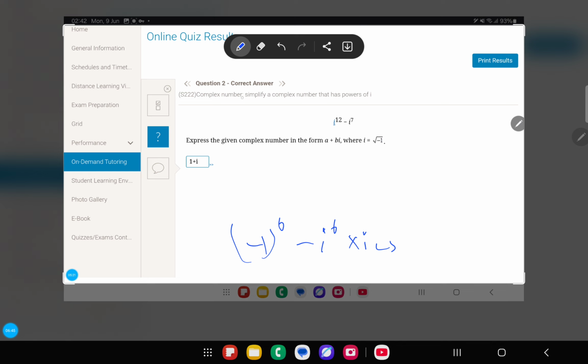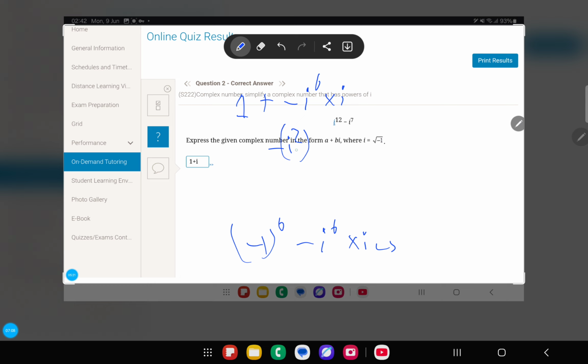It becomes 1 plus negative i to the power of 6 times i. Okay? Now we continue solving for the other side. We do negative i to the power of 2. Okay?